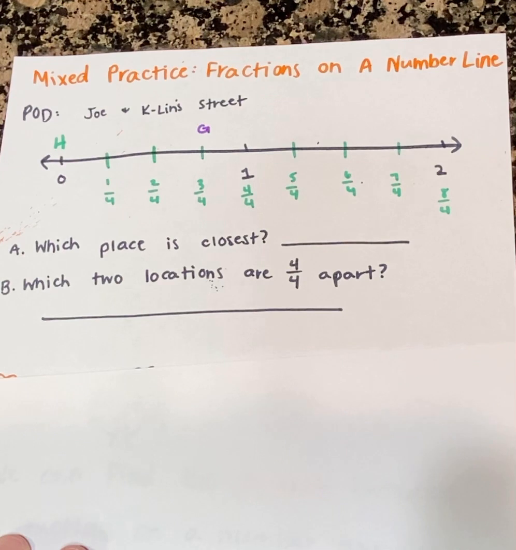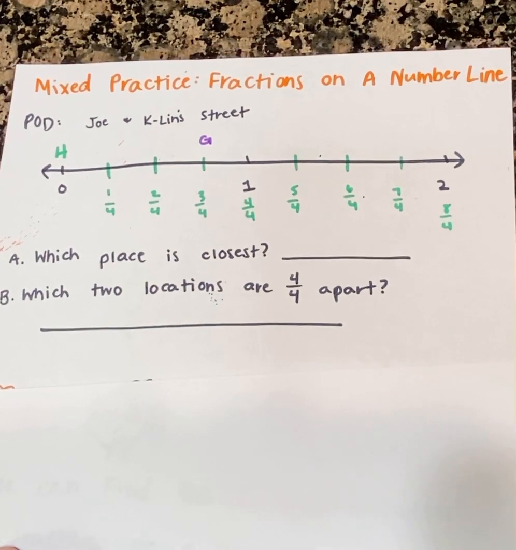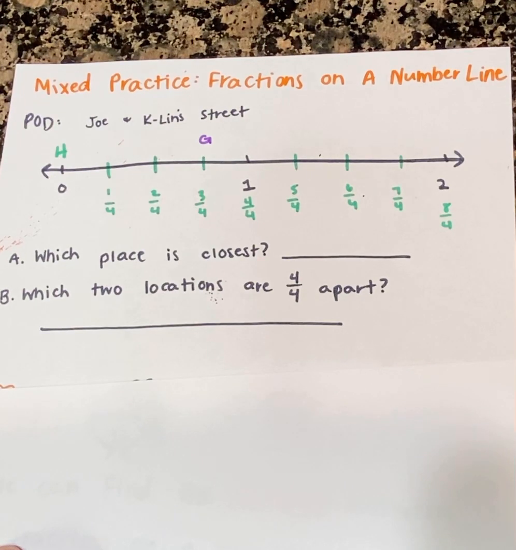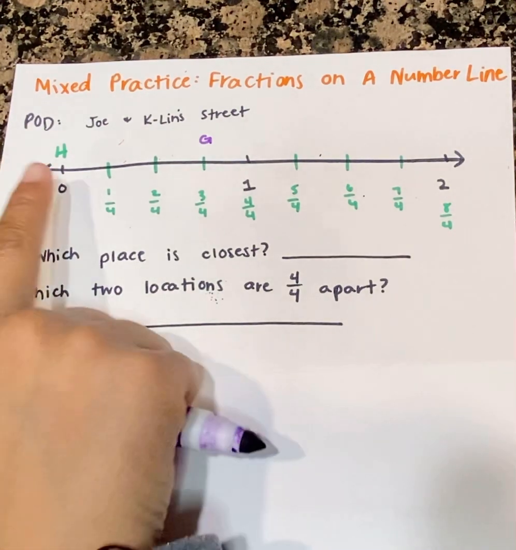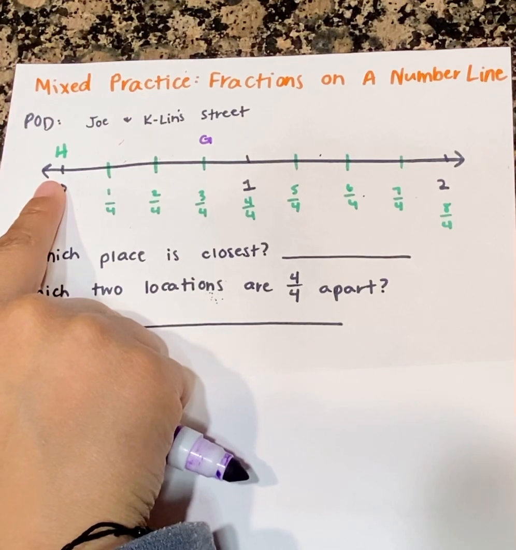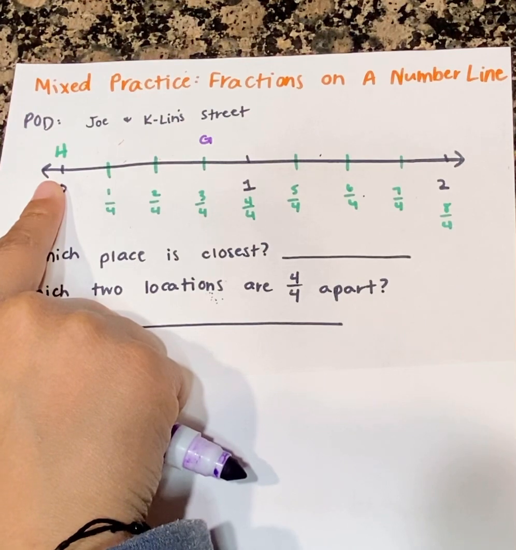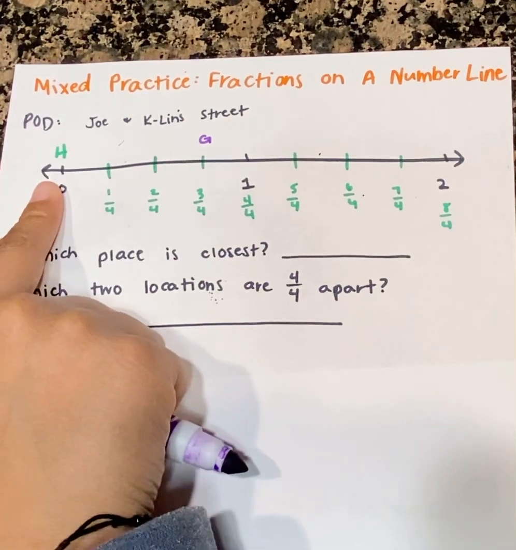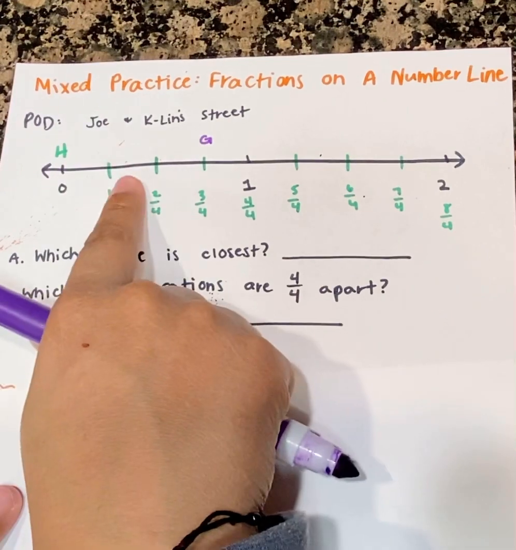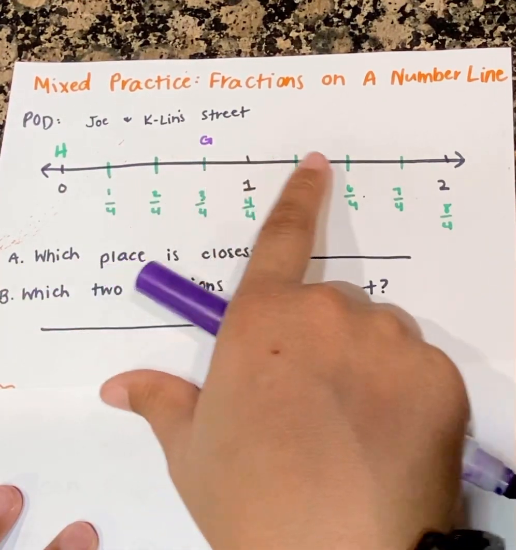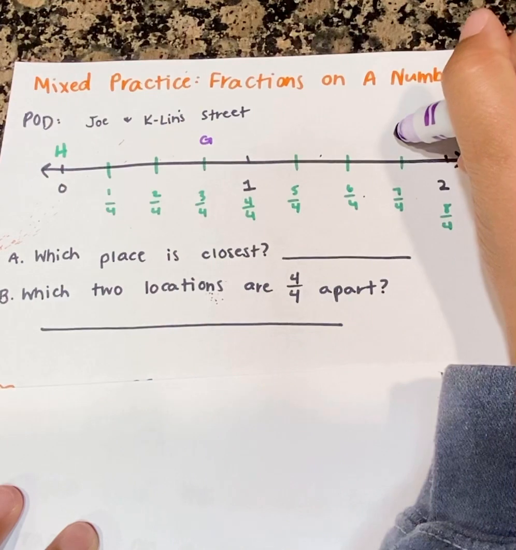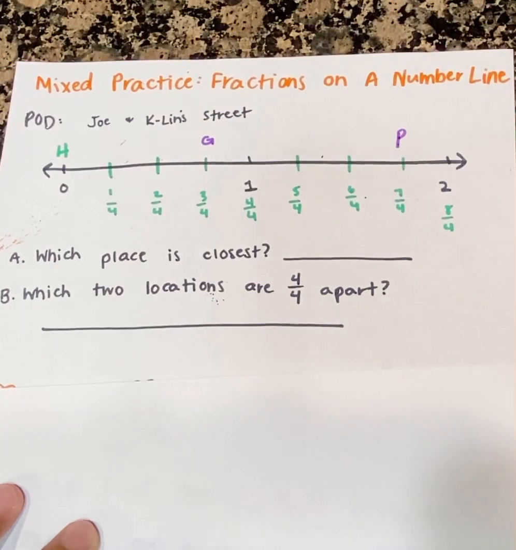How'd you find Patty's Pizza? Say your answer out loud. Nice. I heard you say that you started at H or 0 and counted by 1/4 to 7/4 because in this story it tells us that Patty's Pizza is 7/4 away from their house. Let's count together. 1/4, 2/4, 3/4, 4/4, 5/4, 6/4, 7/4. And you put a P right here for Patty's Pizza.